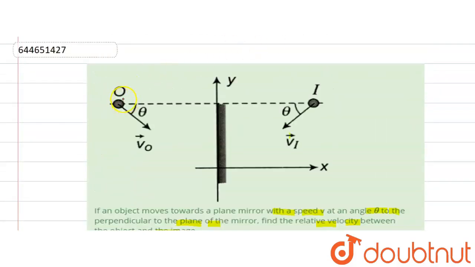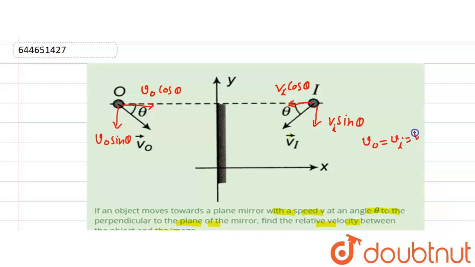This component will come: this is v naught cos theta, and this component is v naught sin theta. This is v naught cos theta and v naught sin theta, and this component is v cos theta, and here this is v sin theta. Now here we know that this is vi and here vi sin theta. So here we know that the velocity is equal, so v naught is equal to vi is equal to v.